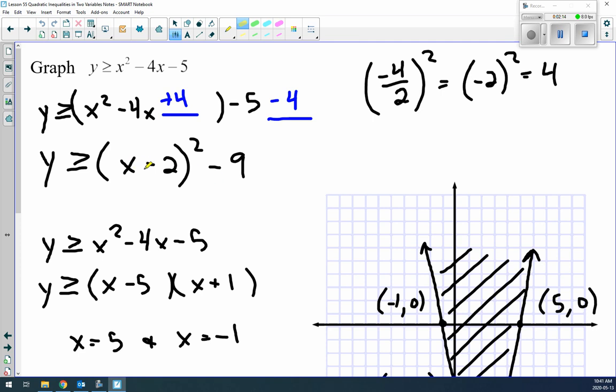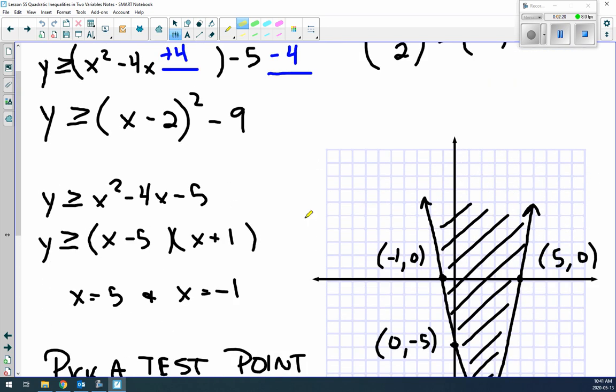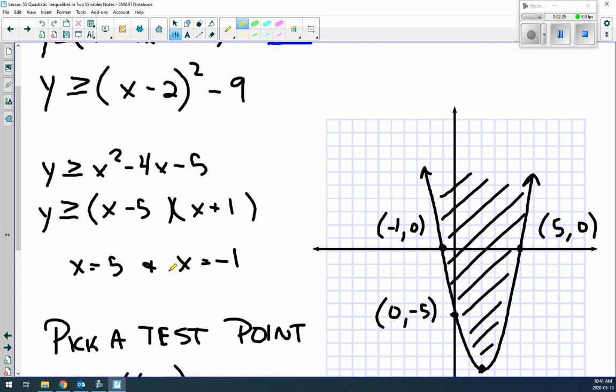So what's the vertex? 2, right? What number do you plug in there to make it 0? (2, -9). Yeah, there it is. Hey, do you want to find the x-intercepts? Sure. This one factors lovely. So we take the trinomial and factor it into two binomials. There that is. So x is 5 and x is -1. So there's our -1, there's our 5.